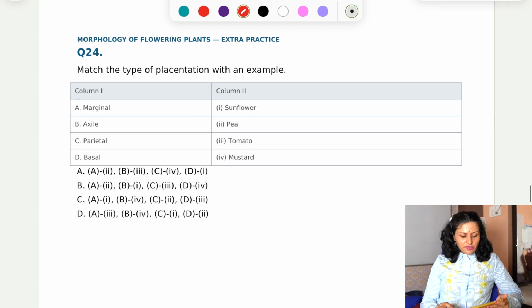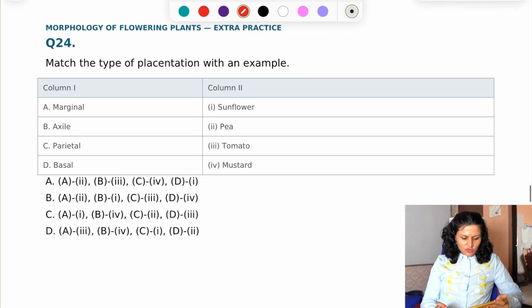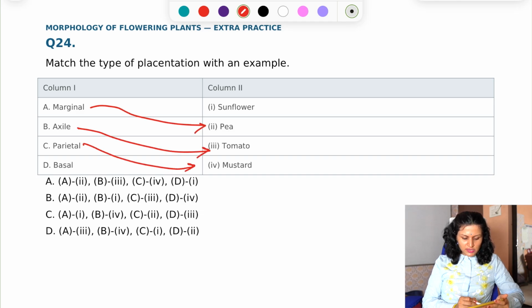Next, question number 24. Match the type of placentation with an example. Marginal placentation will be P, exile: tomato, parietal placentation: mustard, basal placentation: sunflower. So 2, 3, 4, 1. For question number 24, option A will be correct.